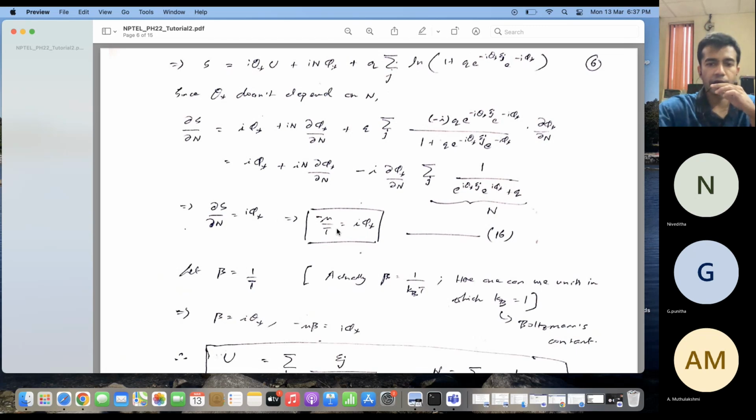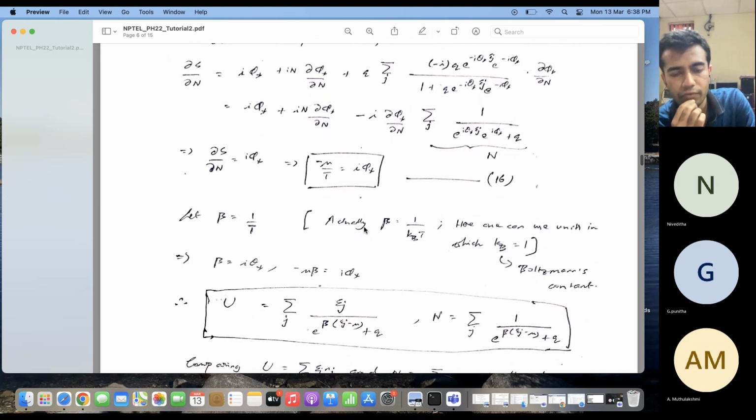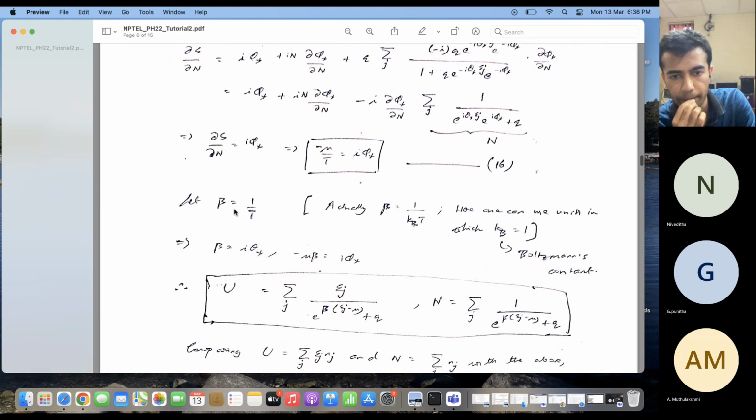And since this was equal to minus mu by T, I phi star is equal to minus mu by T. So phi star depends on both the chemical potential as well as the temperature. In this way, we can express theta star and phi star in terms of mu and T. Now we introduce a quantity which is known as beta.